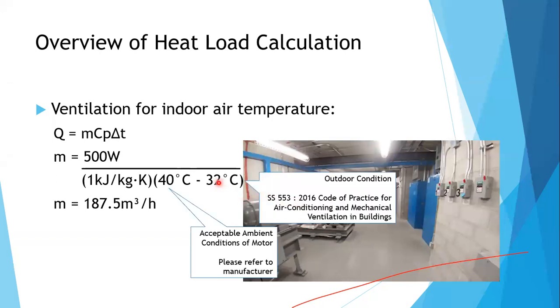Again, this 32 comes from the local code, outdoor air condition. This 40 is the acceptable condition for the motor. Please refer to your manufacturer. Sometimes the manufacturer would say 45, sometimes 44, sometimes 50, depending on the manufacturer. The maximum for people working inside the room is about 35 to 40. So 40 is still within the range, a little bit uncomfortable, but still workable for some people.